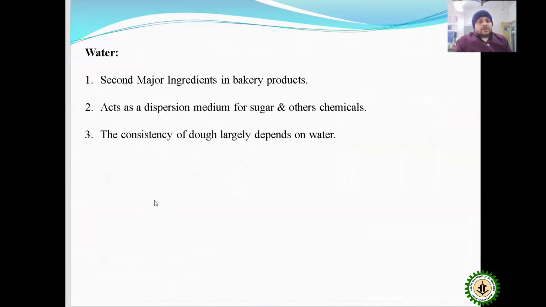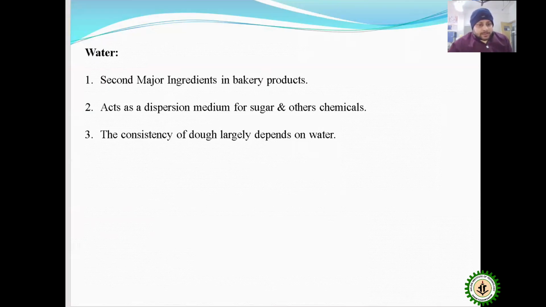So the second major essential ingredient after the wheat flour is water. Water is the main ingredient for making the dough or formation of the dough. So it is the second major ingredient in bakery products and acts as a dispersion medium for sugar and other chemicals. And also the consistency of dough largely depends on water. So for making perfect dough, we add the required amount of water.